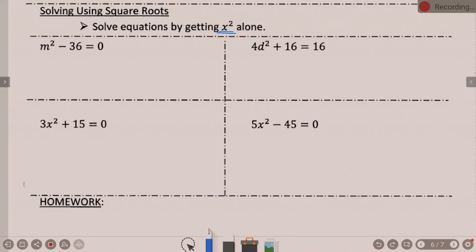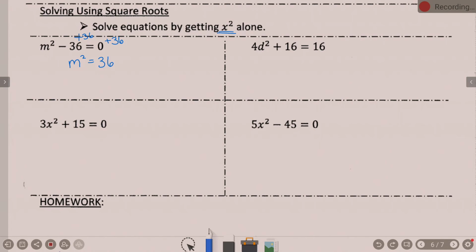M squared minus 36 equals 0. So it's not how do I get x squared by itself, it's how do I get m squared by itself. So how do I get m squared by itself? Add 36 to the 0. If it's minus 36, we're going to add 36. If we add 36 on one side, we add 36 on the other side, correct? So what do we write down here? M squared equals 36.